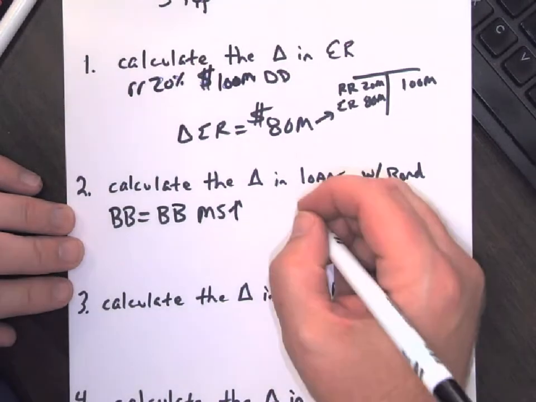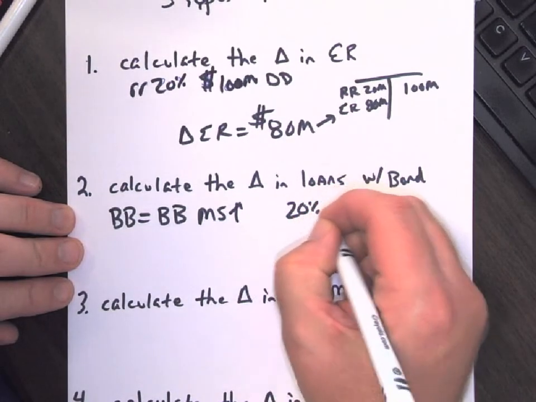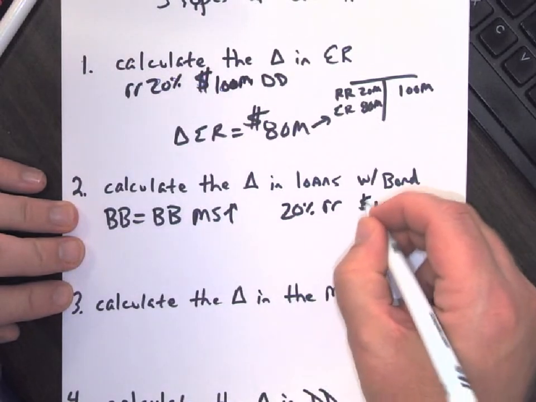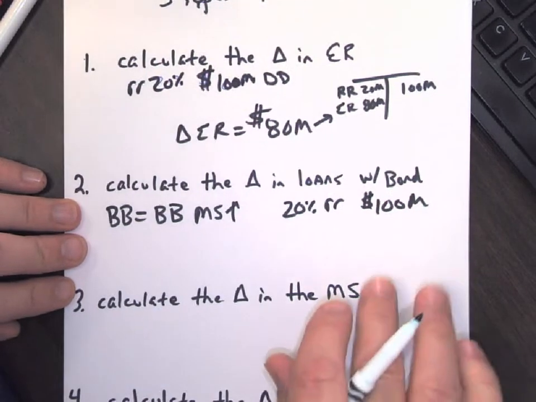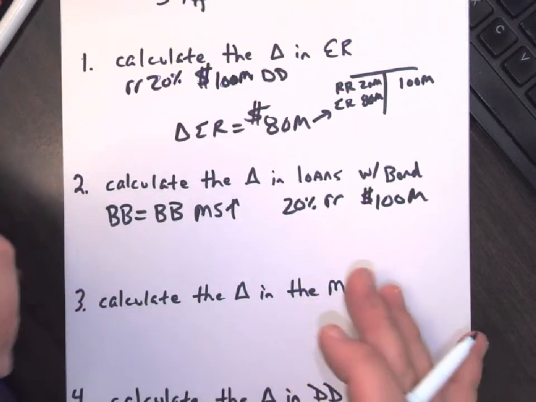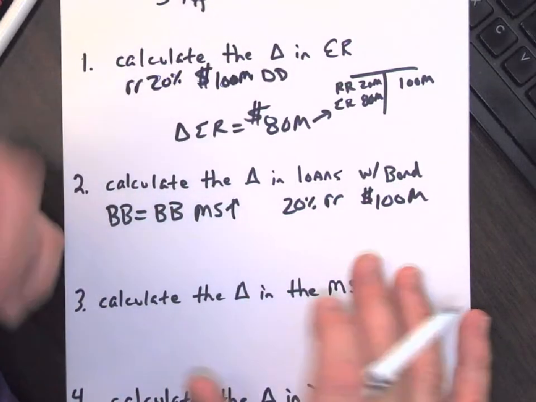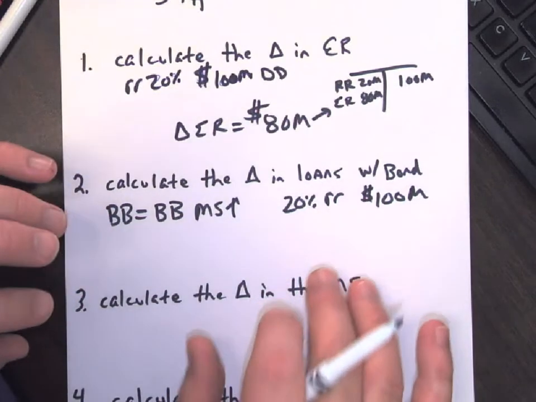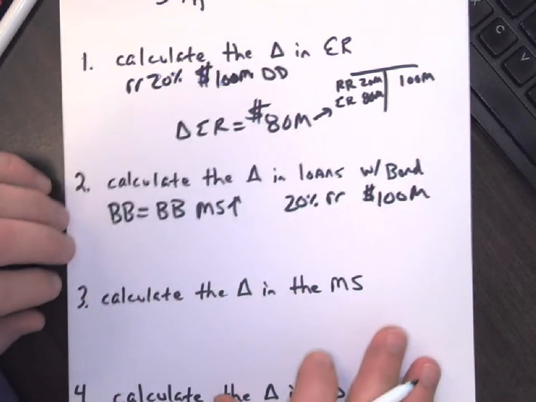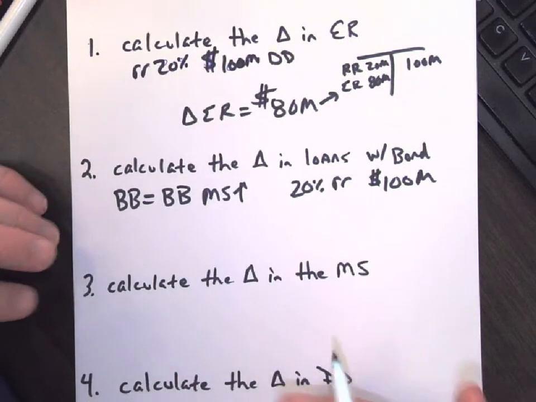So now all of a sudden we have, say, our 20% reserve ratio, and we have a bond purchase of $100 million. That's not a deposit. So $100 million went into the bank, and it wasn't a deposit. It was a bond purchase. So banks can loan all that out. Imagine how much money the Federal Reserve can create by doing this.